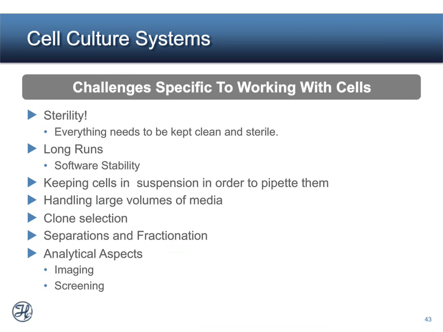There's a lot of challenges to cell culture, as everybody probably knows, and there's some things that you have to look for when you're looking to automate. One thing is sterility. Obviously, cell culture systems have to be sterile, everything has to be kept clean, and we have to avoid contamination. Also, when you're looking at an automated system, cell maintenance and culture and cell-based assays are long assays, and they run a long time, and looking at the system software stability is an important aspect.